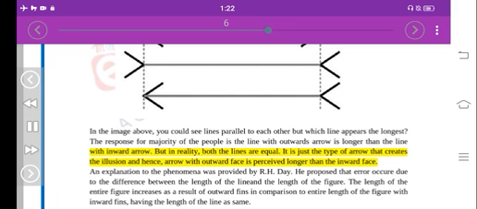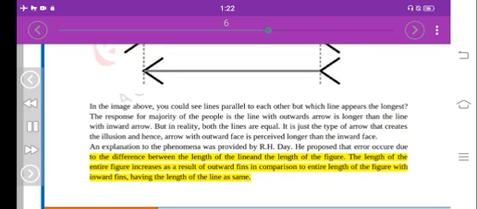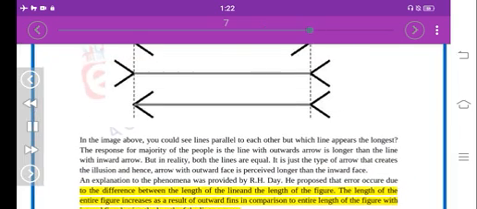An explanation of the phenomenon was provided by R. H. Day. He proposed that the error occurs due to the difference between the length of the line and the length of the figure. The length of the entire figure increases as a result of outward fins, in comparison to the entire length of the figure with inward fins, while the length of the line is the same.